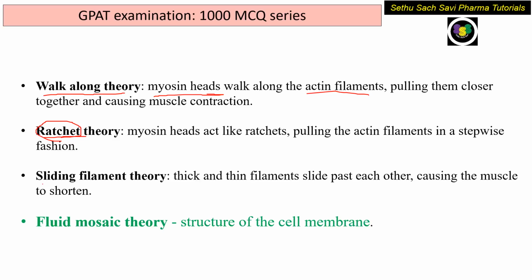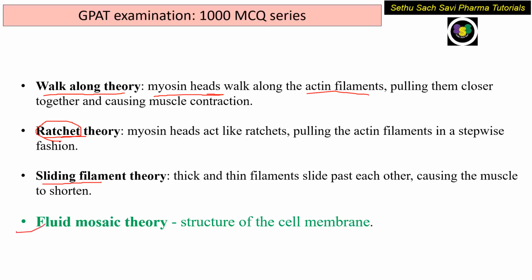Now, what is the sliding filament theory? In sliding filament theory, there are two filaments, the thick filament as well as the thin filament. These slide past each other, and this leads to the shortening of the muscle. That is described as muscle contraction.